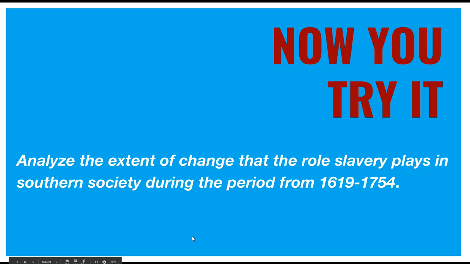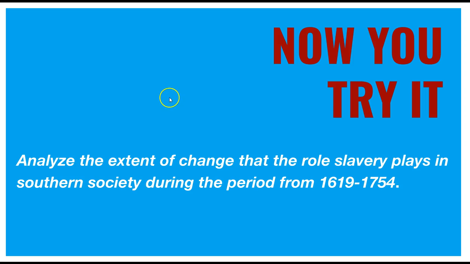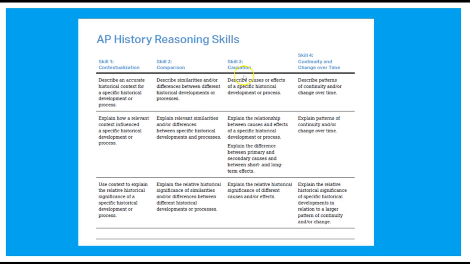So now you try it. So we've been studying this topic of slavery last couple days. And here are the reasoning skills. We're going to ignore skill 1 for now. And our questions are really going to come from either this one, comparison, causation, or continuity. And so your question is obviously one about continuity and change. But know that in your thesis, and throughout the essay, you're probably going to use some of these other ones, especially causation.